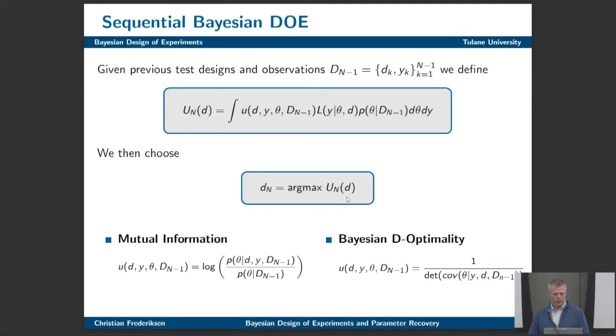The two utilities that I saw most frequently used for parameter recovery were mutual information and Bayesian D-optimality. With mutual information, you're basically trying to maximize the difference between either the prior and the posterior, or the current posterior and the posterior after your next test. Bayesian D-optimality is not very different from classical D-optimality. We're trying to minimize a covariance, but here it's the covariance of our posterior.